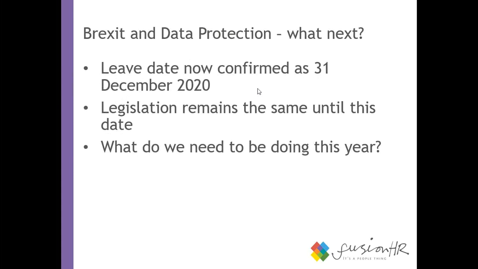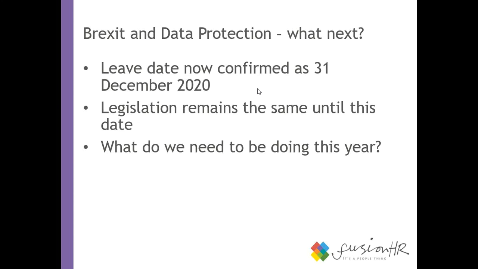So, Brexit and data protection, what next? Ultimately, we all thought the leave date for the EU was the 30th of January, but it's now being confirmed as the 31st of December 2020. What this now means is that legislation, as it currently stands, as in the General Data Protection Regulation and the Data Protection Act 2018, will still remain in place as it currently stands, without any changes whatsoever, up until the 31st of December 2020.